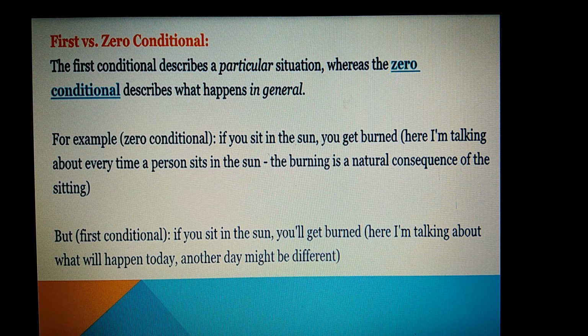The first conditional describes a particular situation, whereas the zero conditional describes what happens in general. For example, zero conditional. If you sit in the sun, you get burned. Here, I'm talking about every time a person sits in the sun. The burning is a natural consequence of the sitting. But first conditional, if you sit in the sun, you'll get burned. Here, I'm talking about what will happen today. Another day might be different.